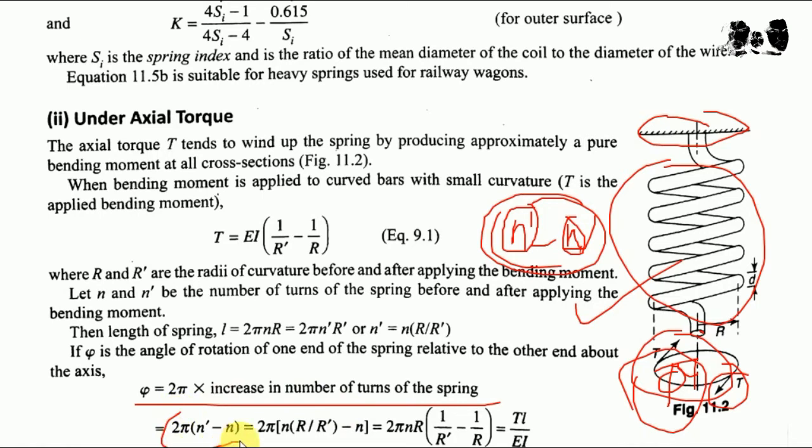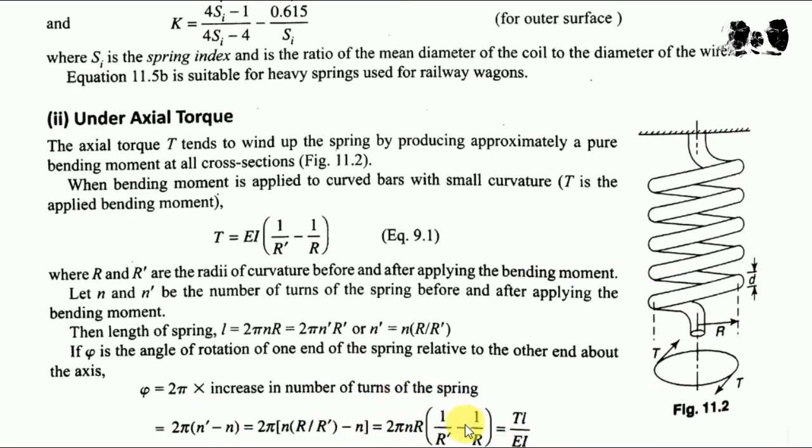So the final formula becomes 2 pi (n dash minus n), where by placing the n dash value here we have 2 pi (n R upon R dash minus n), and by solving it we have the value 2 pi n upon R, and this value 1 upon R dash minus 1 upon R. Some of you may not get to this form from the previous form, so let me explain how. Here we can easily take out small n from these two components. Then what we are left with is R upon R dash minus 1. If we take the LCM, R minus R dash over R dash, we have it in this way.